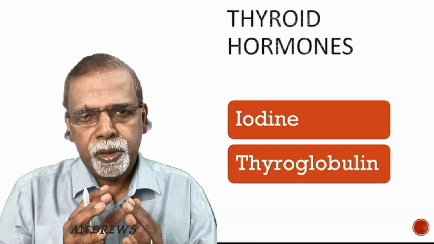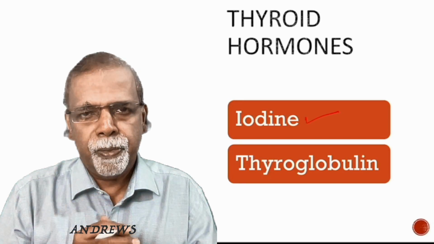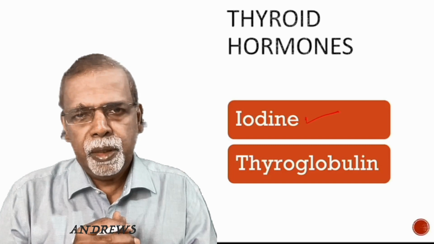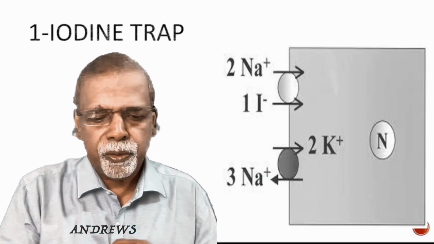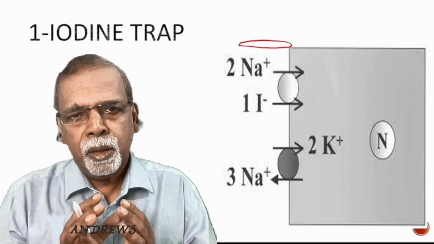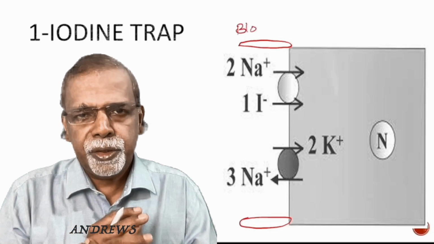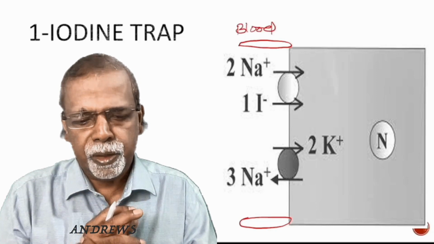Now, for synthesis of thyroid hormone, we require two things. One is iodine, second is thyroglobulin. Let us look into the steps involved in production of thyroid hormone. From the blood, iodine enters the cell. Here what is shown is a single thyroid follicular cell.